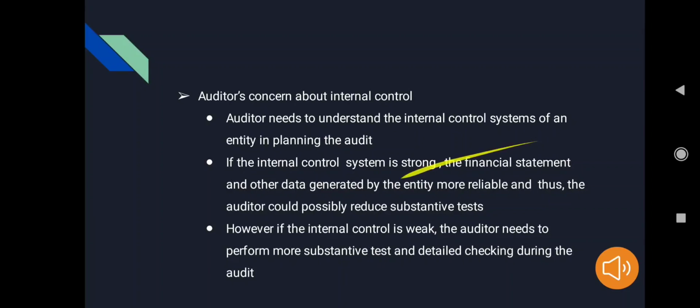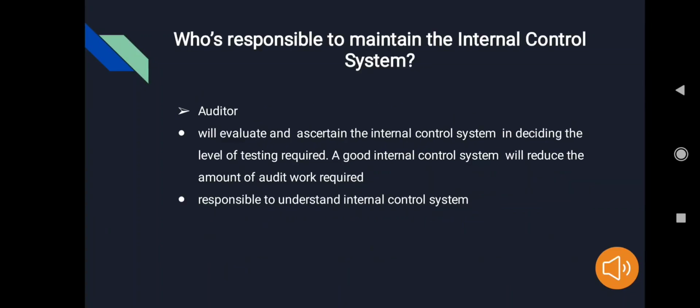Auditors' concerns about internal control. Who is responsible for maintaining the internal control system? The answer is the auditor. The auditor will evaluate and ascertain the internal control system in deciding the level of testing required. A good internal control system will reduce the amount of audit work required, and the auditor is also responsible for understanding the internal control system.